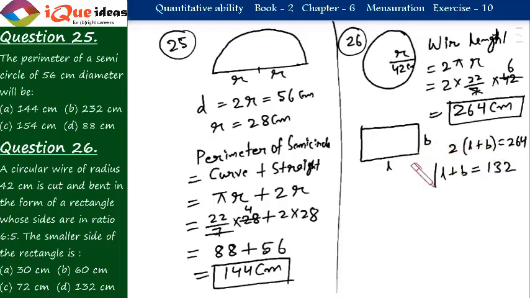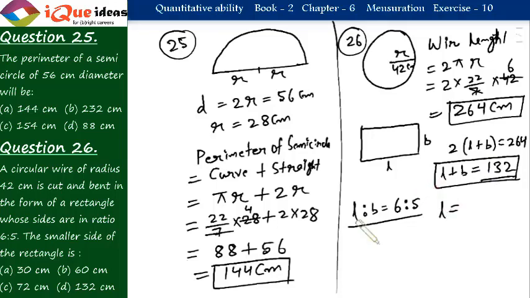Now it is also given that the ratio of length and breadth is 6:5, right? So ratio is 6:5, total is 132. So straight away you can calculate L by dividing in the ratio. So L will be equal to 6 divided by 6 plus 5, that is 11, into 132. 11 cancels 132 12 times. So 12 6s are 72 centimeters.